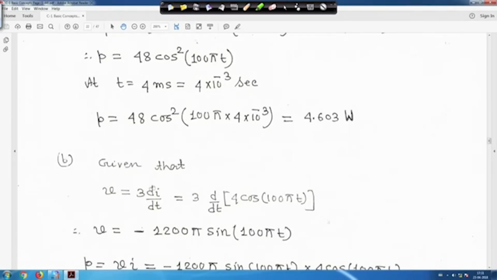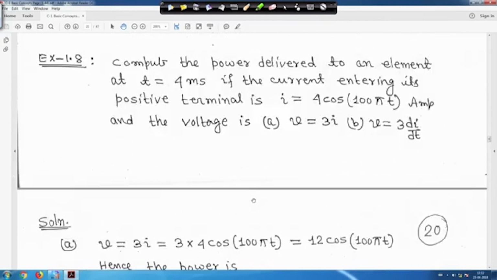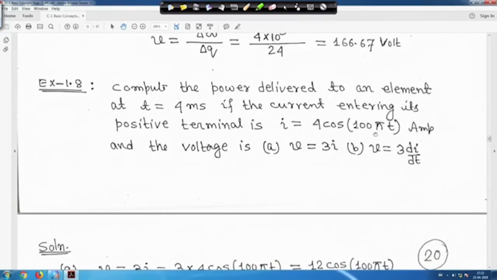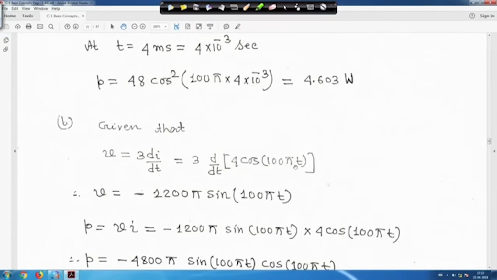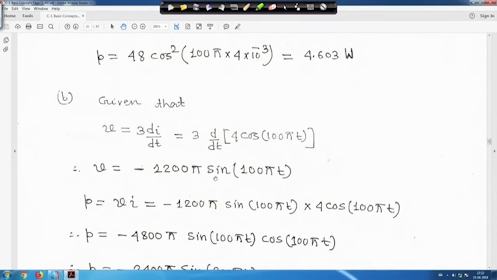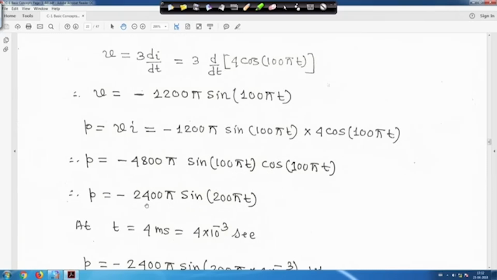Now, also another thing is given, that V is equal to 3 dI by dt. So, it is 3 d by dt of I, where the expression of I is 4 cos 100 pi t. Take the derivative, and V is equal to minus 1200 pi sin 100 pi t. So, P is equal to V into I. This is the expression of V and this is the expression of I, 4 cos 100 pi t. You multiply, and you will get P is equal to minus 2400 pi sin 200 pi t.